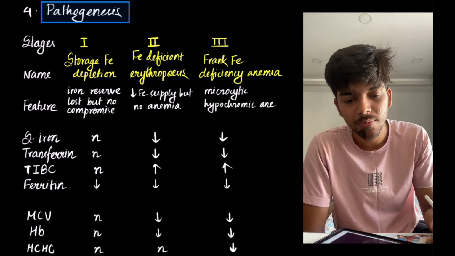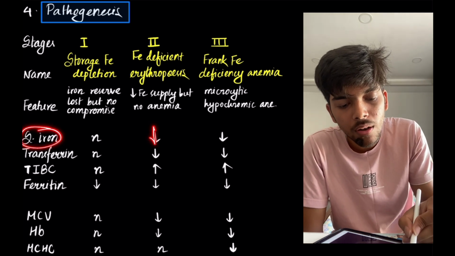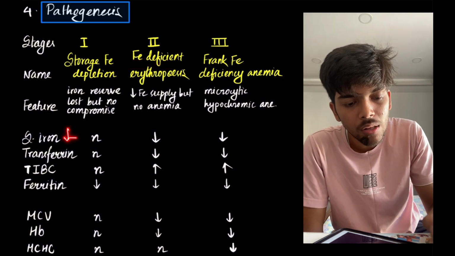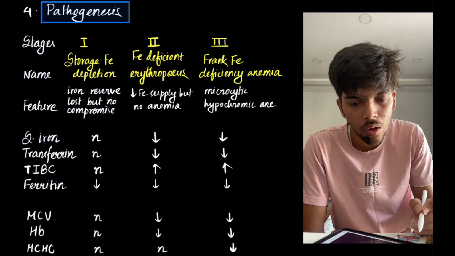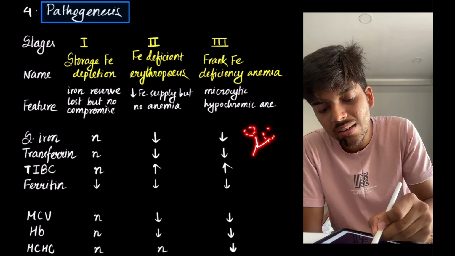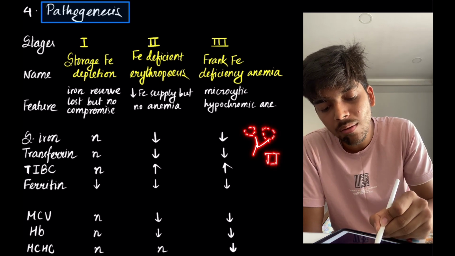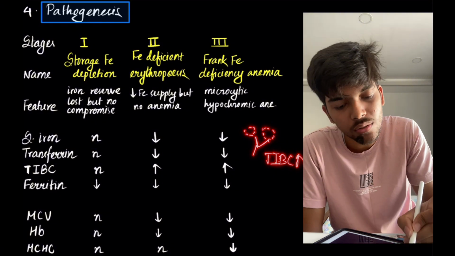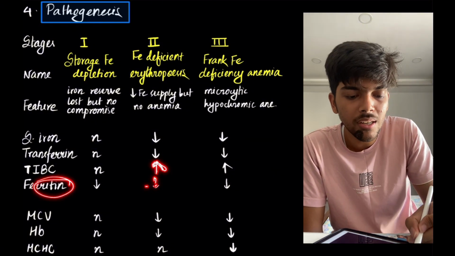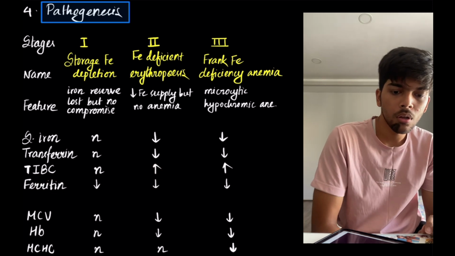So what happens here? Obviously serum iron level goes down because there is deficiency of iron. Since serum iron level goes down, transferrin also goes down. But then we have transferrin with empty spaces because iron is not there. So total iron binding capacity increases. Ferritin obviously remains low. Okay.